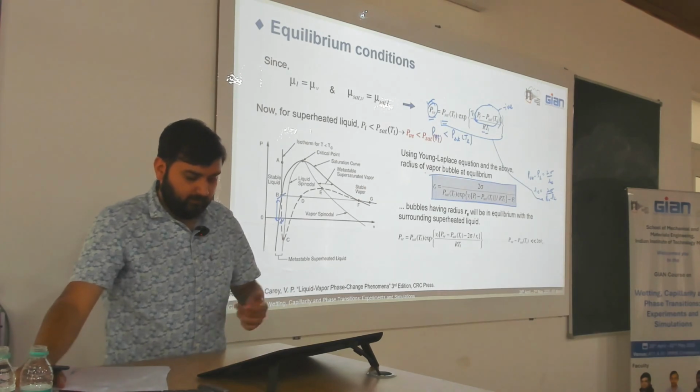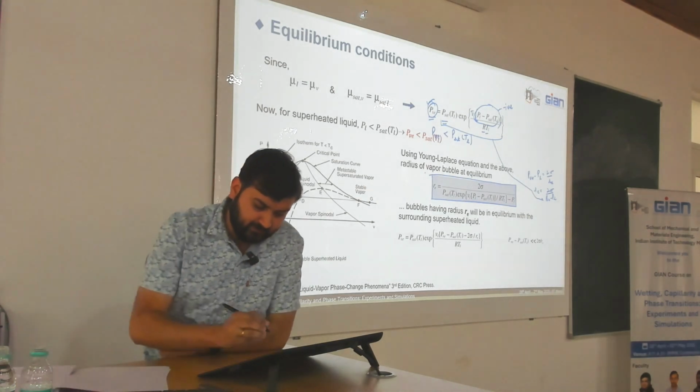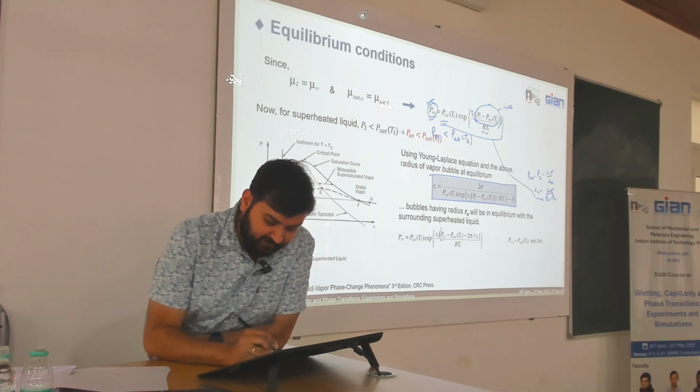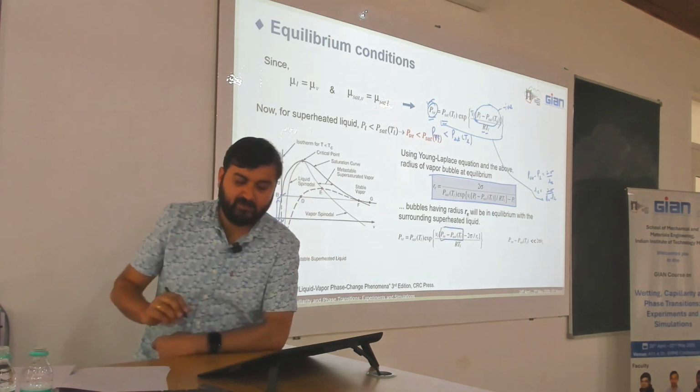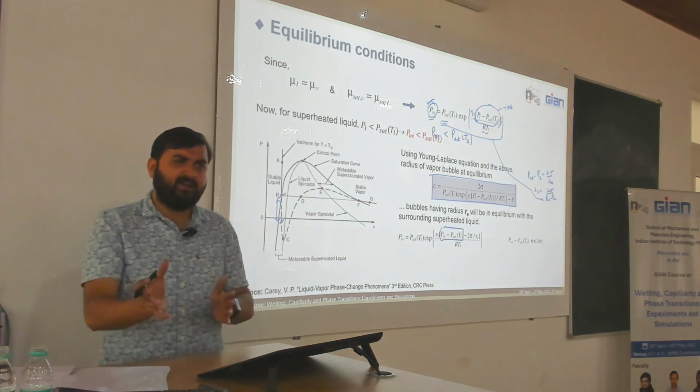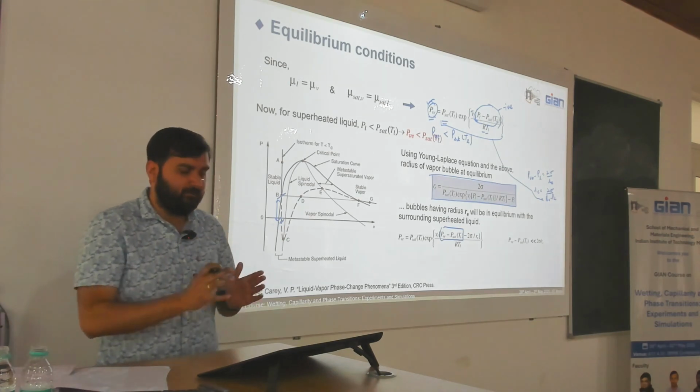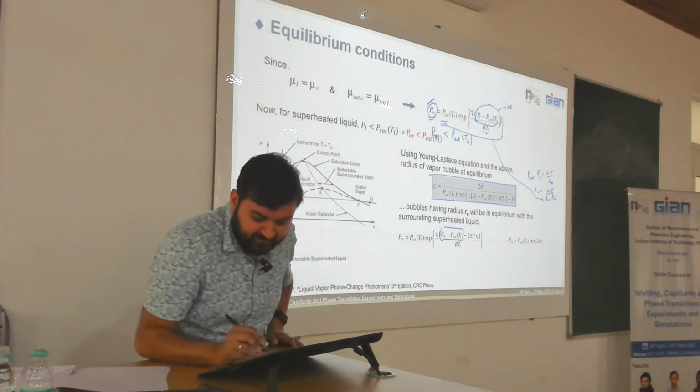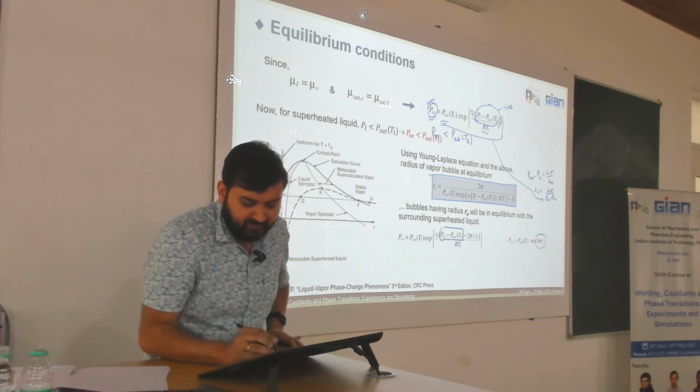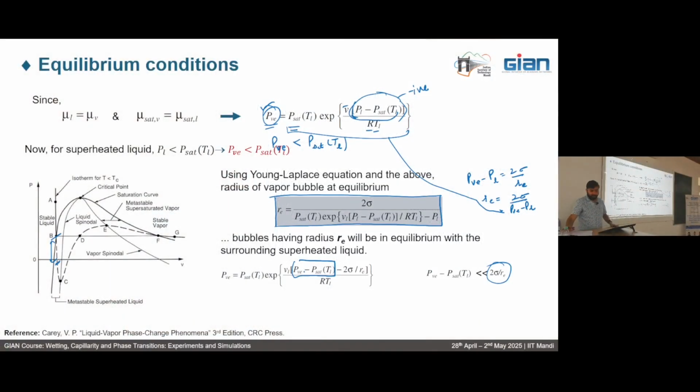So next, PVE minus PSAT is much less than, this is an assumption which we take, but later when we plot the mu versus P diagram, we'll see that this is true, that this is much less than your 2 sigma by R. It means that we can neglect this term here. So this will be just neglected in comparison to this term, and we'll see PV is equal to PSAT. A much simplified expression is what we have now.